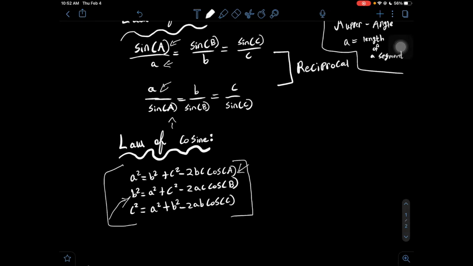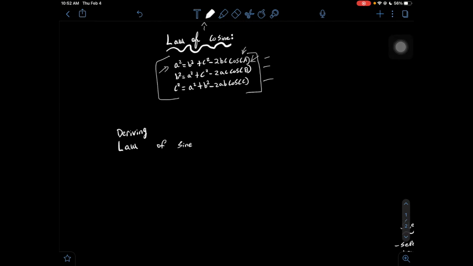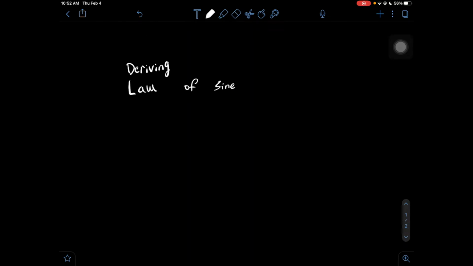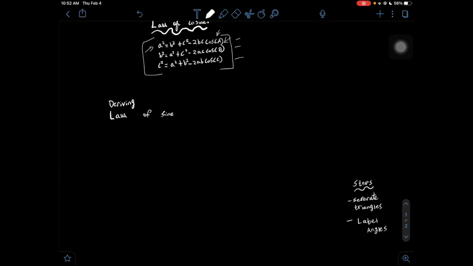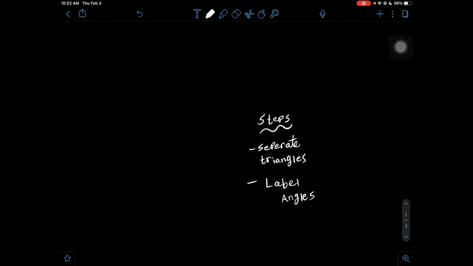Then we can look at the law of cosine. There are three different laws, each depending on what type of side length or segment you're given, as well as the angle. Now, we can go ahead and derive the law of sine. Here are some steps. It's very simple. I didn't get to list all the steps, but as we go on, you'll definitely get to see what the process is.